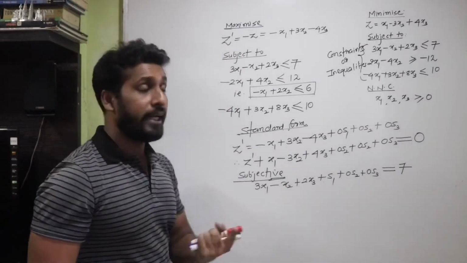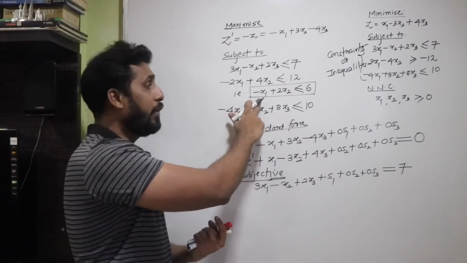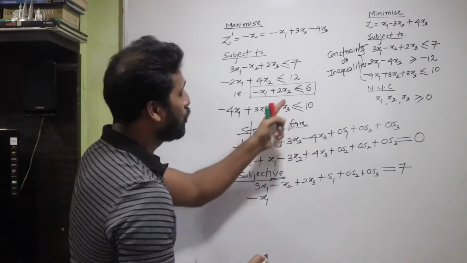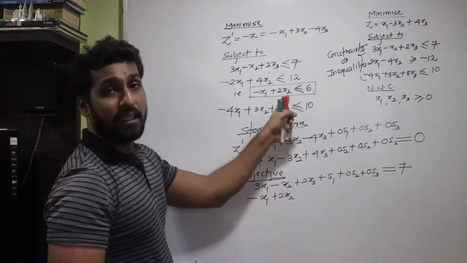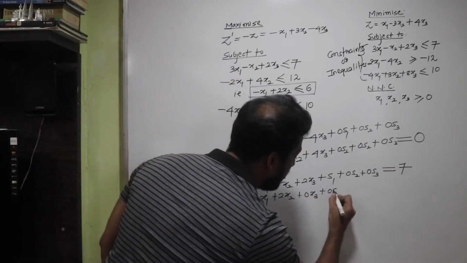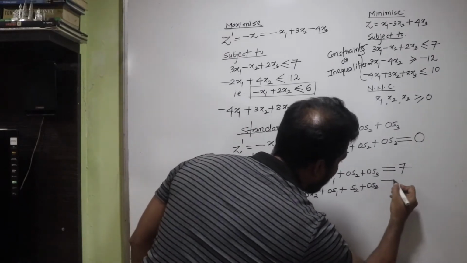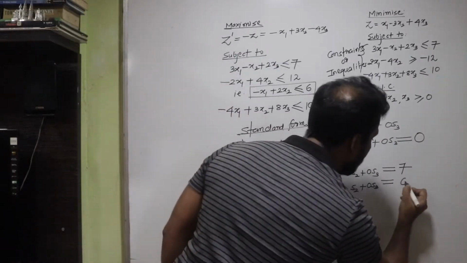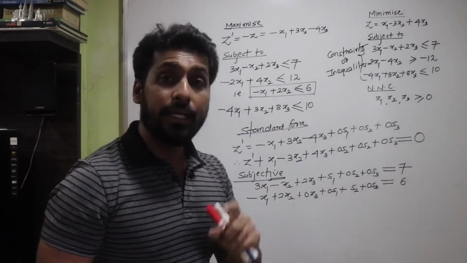Let's go to the second inequation, which is here now, isn't it? The box that has been put up for the second inequation. So I'm going to write here minus x1 then plus 2x2. You can observe that there is no x3 term present in the inequation. So I'm going to write plus 0x3, 0s1 plus s2 plus 0s3 equal to, it was 6 here, so I'm going to write 6 on the right hand side. So that's the second inequation transformed into an equation.